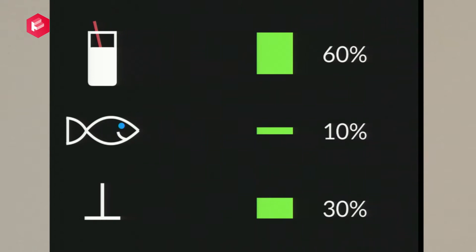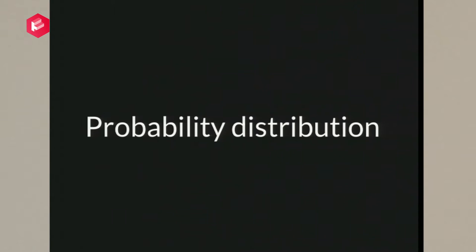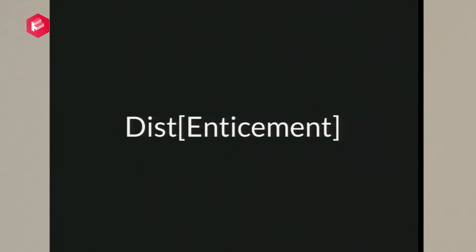So this gives us a probability distribution. And if we were to write this in a sort of Scala-y type of sense, we might say the type is something like this, a distribution over the enticement. So it's the kind of type we have.